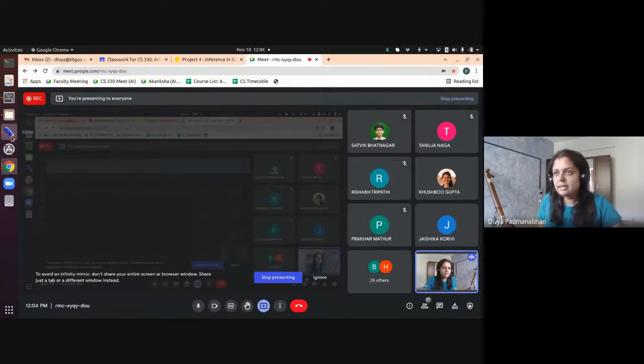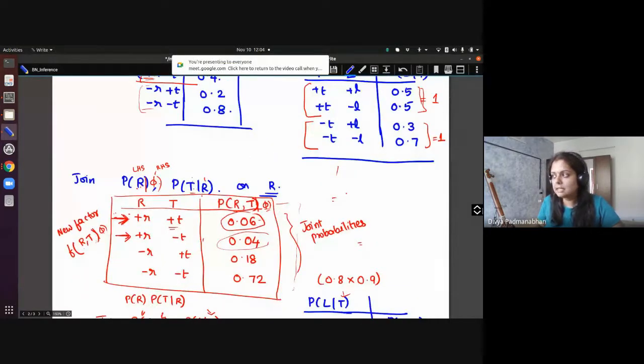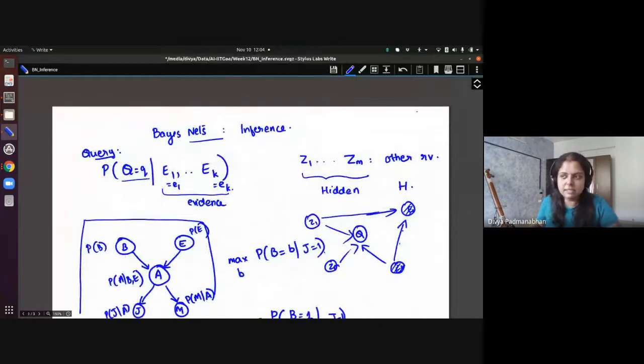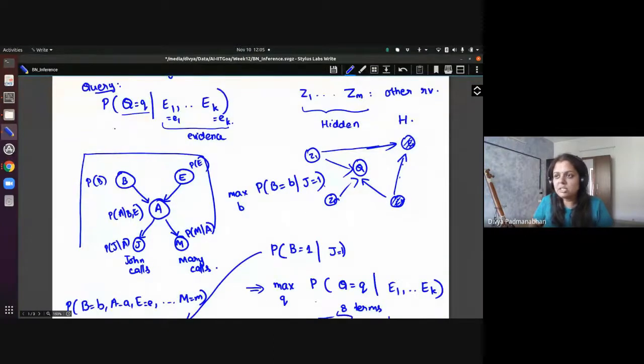Yeah, so yesterday we were looking at another kind of problem in Bayes nets, which is called the inference problem, where you're given a query. You want to find the probability that some random variable Q takes a value small q, given the values of some other random variables. These are the evidence random variables. The Bayes net has a couple of other variables as well, which we call the hidden variables, denoted by Z1 to Zn. The objective now is to compute this probability from the Bayes net.